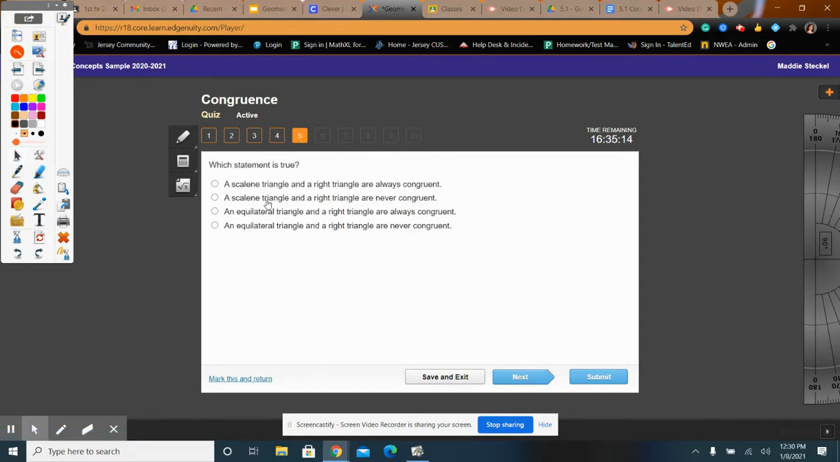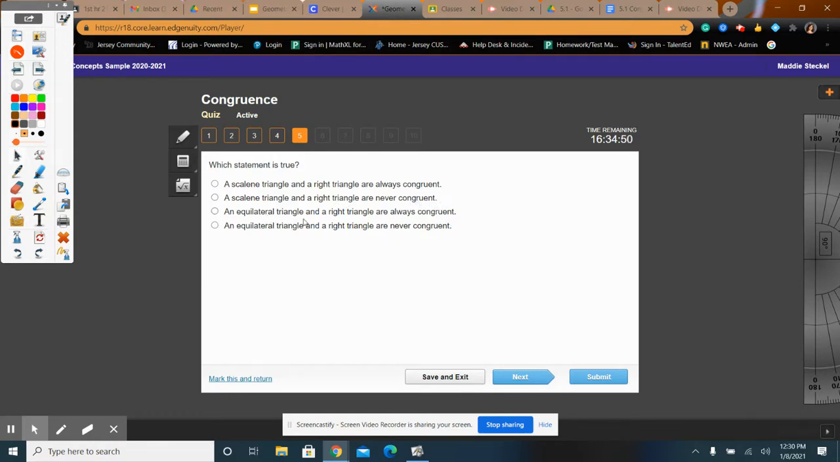Which statement is true? A scalene triangle and a right triangle are always congruent. No, scalene means no sides are congruent. Right means one right angle. They could or could not be. They don't have anything to do with each other. That's not it. A scalene triangle and a right triangle are never congruent. Well, they could be, like I said, but we don't know for sure.